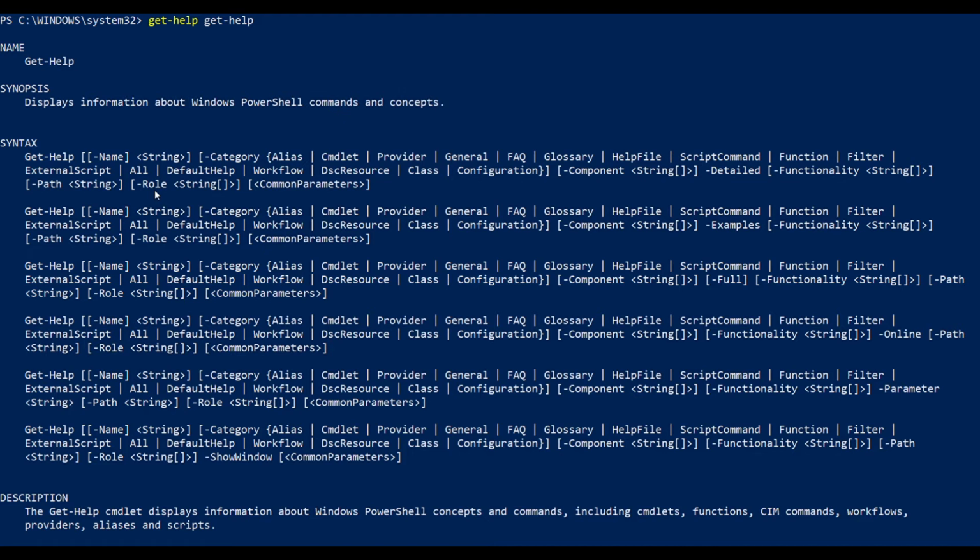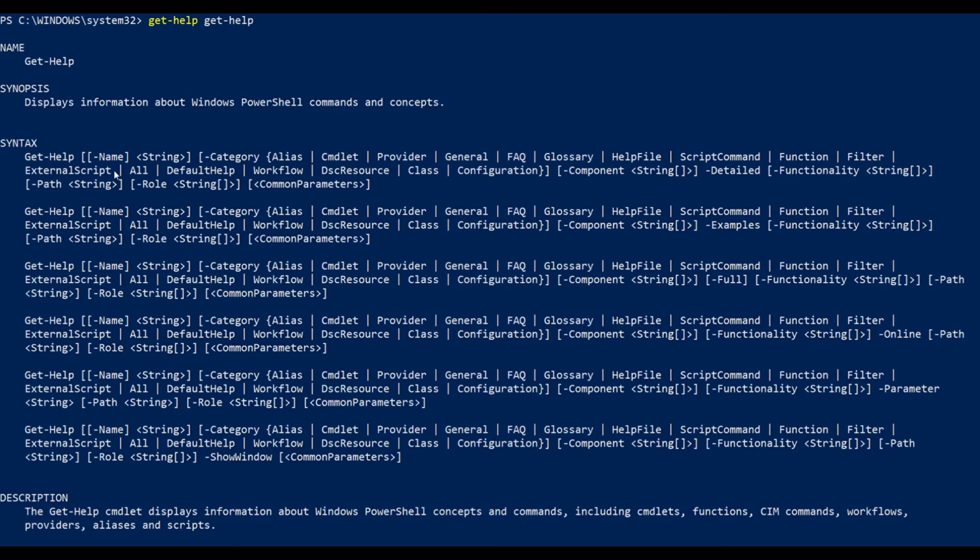etc. Right? And also, if you see the second syntax, hyphen name is there, hyphen category is there, and hyphen component is there, hyphen functionality is there, hyphen path is there, and also hyphen role is there. So how is it different from the first syntax? That is what we need to understand. Why is it given in two different ways?